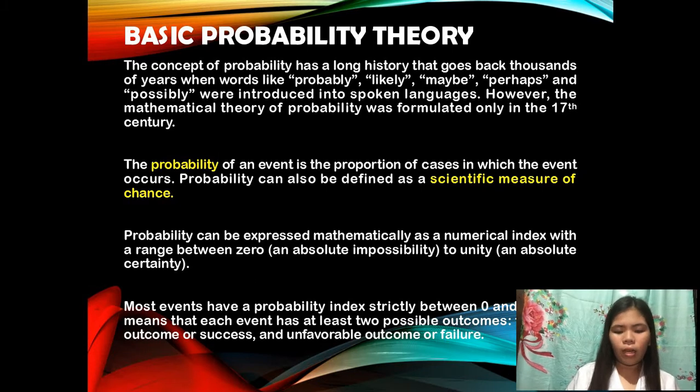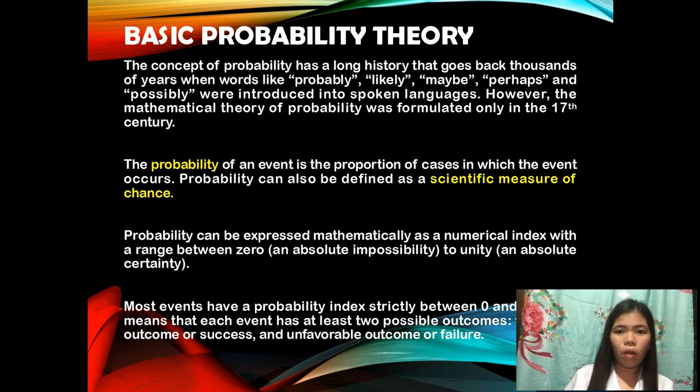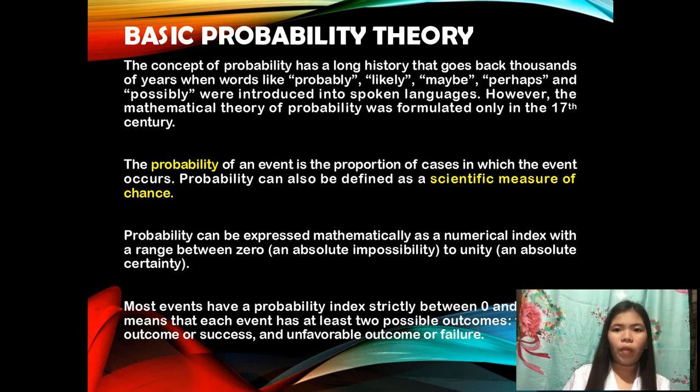Probability can be expressed mathematically as a numerical index with a range between 0, absolute impossibility, and 1, absolute certainty. Most events have a probability index strictly between 0 and 1, which means that each event has at least two possible outcomes: favorable outcomes or success, and unfavorable outcomes or failure.